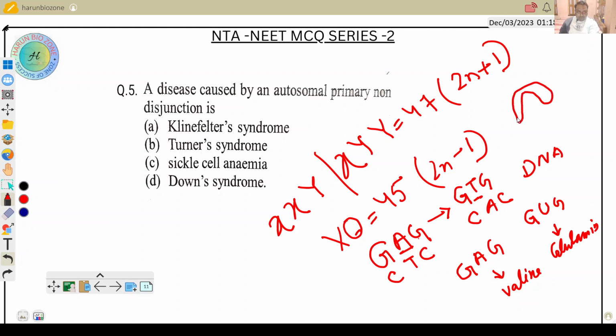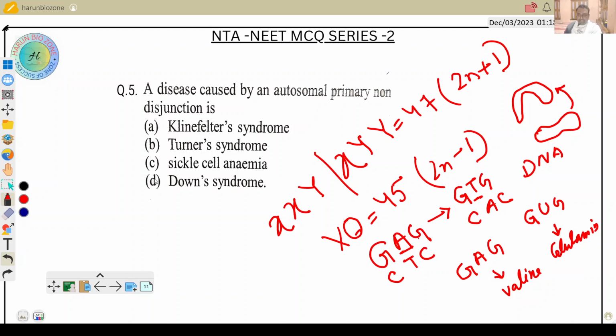Due to this point mutation, the RBC shape changes, whereas the normal RBC shape is biconcave. So what happens here is that the oxygen carrying capacity of the hemoglobin decreases. So severe anemia occurs in the patient's body.